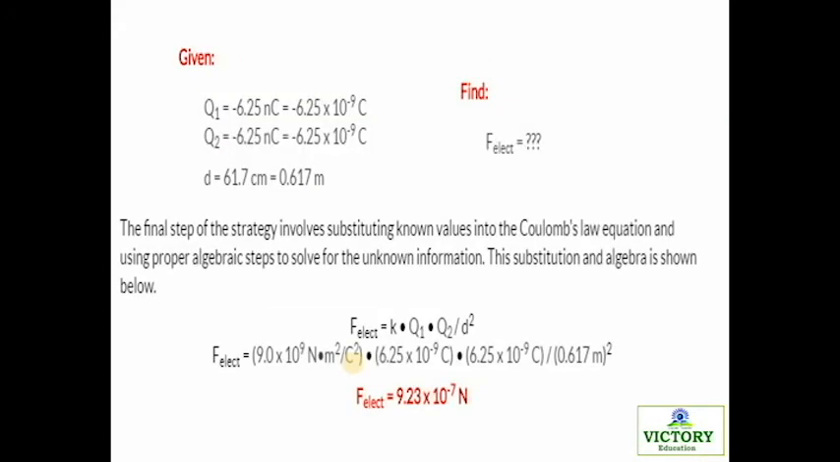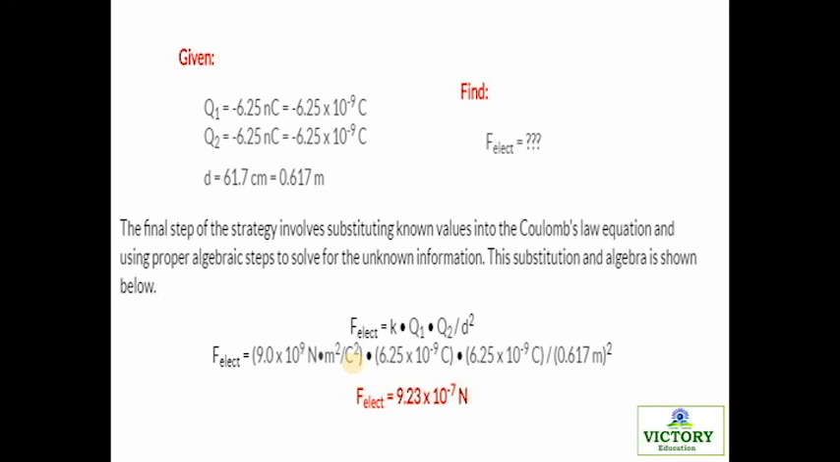So let's see what the given values are. Q1 is minus 6.25 nC, Q2 is minus 6.25 nC, and the distance between them is 61.7 centimeter. Now let's convert it into coulombs and meters. Your Q1 value would be minus 6.25 into 10 to the power of minus 9 C. Your Q2 value would be minus 6.25 into 10 to the power of minus 9 C. And the distance between them would be 0.617 meter. What you have to find is the F, the force between them.